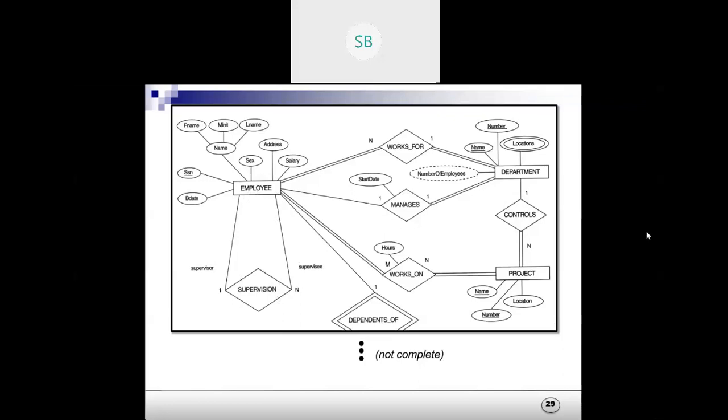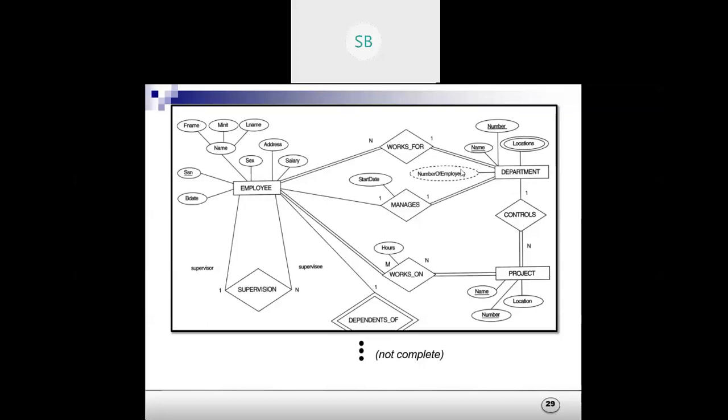Clear? This, forget about the other parts, forget about these things. I know you won't understand. Just take this one. Supervision, and this is a role name. When you use a self loop, always remember you need to mention the role names. So here in this side we have the supervisor, and this side we have the supervisee. Okay, and there is a relationship among itself. Clear?